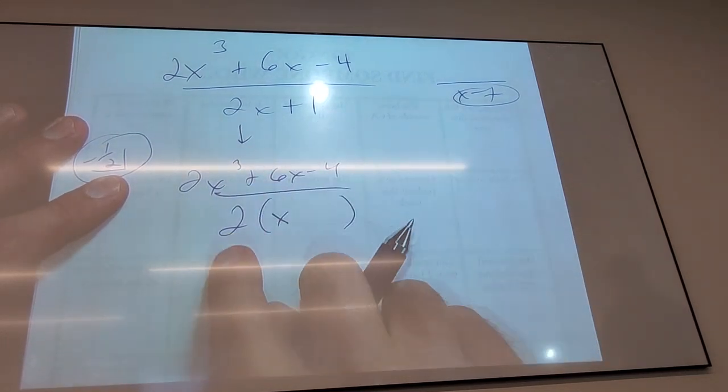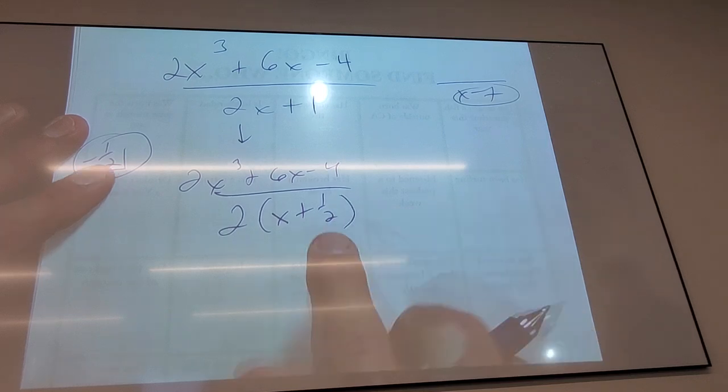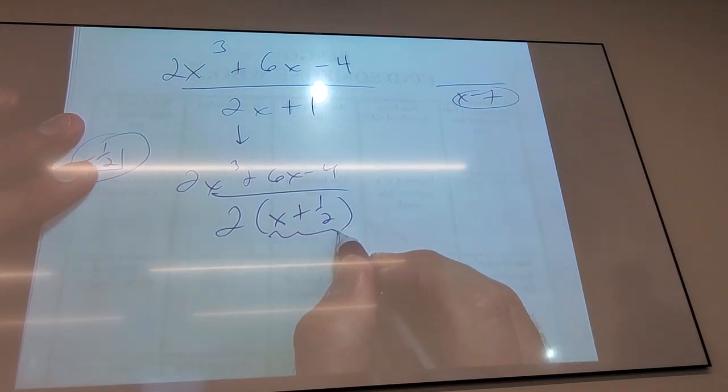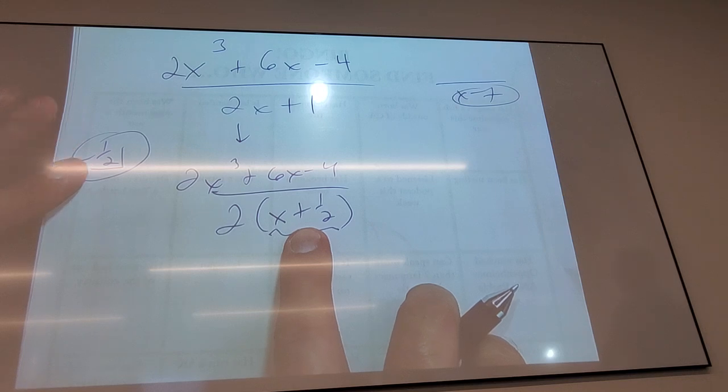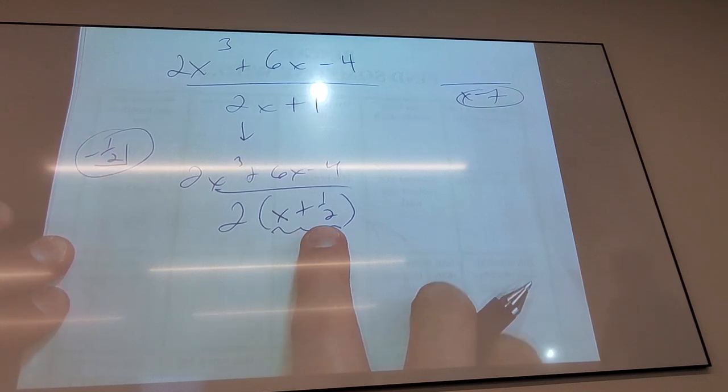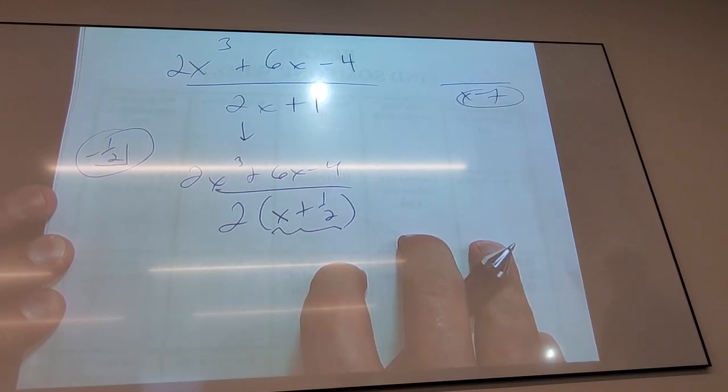X. And what's 1 divided by 2? Now I can see even better. It's just the same way, that's a 7. This is going to be a negative 1/2 in the penalty box. Is everybody with me so far?